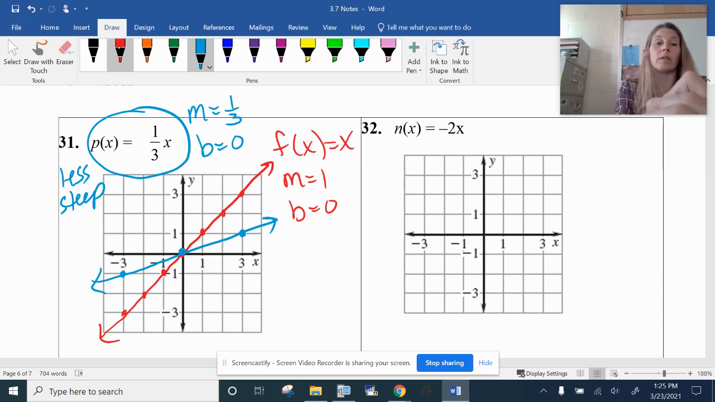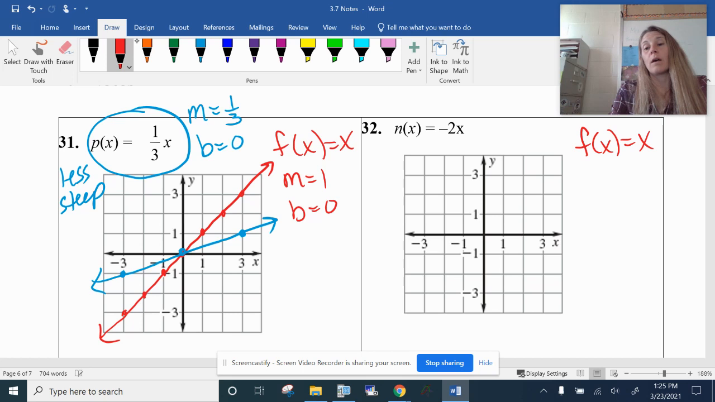Now let's look at number 32. So if I look at 32, this time my parent function's still the same one, slope of +1 and going through the origin.